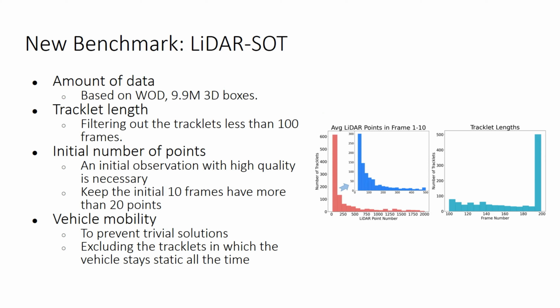The third one is that we remove the tracklets where the vehicle stays static all the time, because we found that in the Waymo dataset, most of the vehicles stay static. This would create a trivial solution. You just output that the vehicle stays at the same position as in the first frame, and this will also get a reasonably good result. So we don't want this to happen.